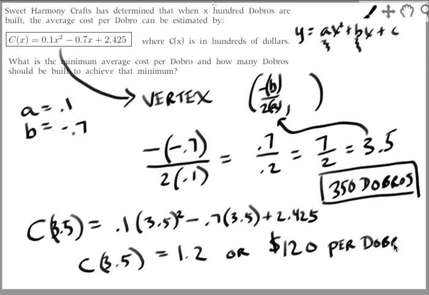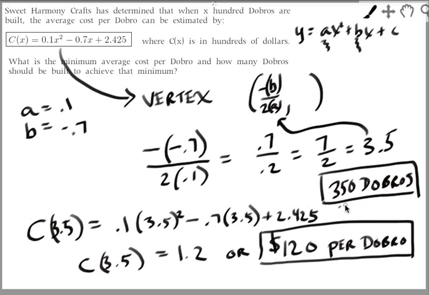So the absolute sweet spot for this company, for Sweet Harmony, the number of Dobros that they should set their workers and equipment to making is 350. If they do that, they reduce the cost per Dobro to 120. Any other value, like 349 or 351, will be on the other side of the parabola, the legs of the parabola, going up from the minimum.